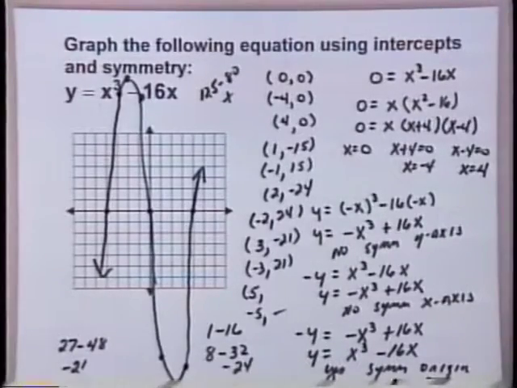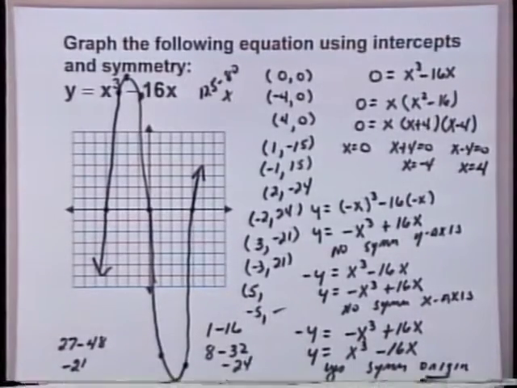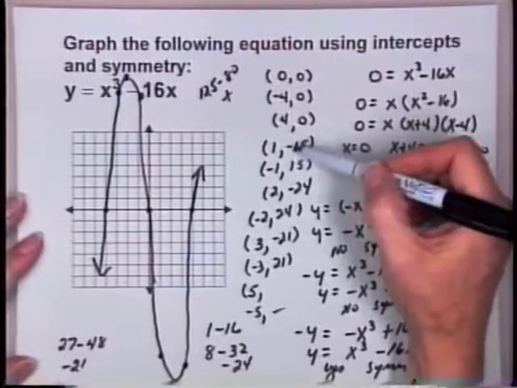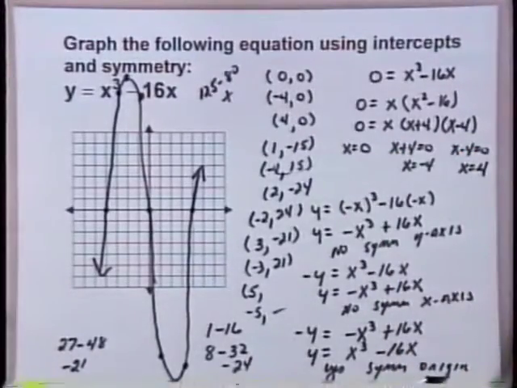Okay? Now, we got some really big numbers here, so it's hard to make a real accurate graph. But do you get the idea of how that symmetry helped us a little bit? Because I only had to plug in positive values, and then I could just change my signs, and I knew another point on the graph. So that symmetry really did help out a lot.